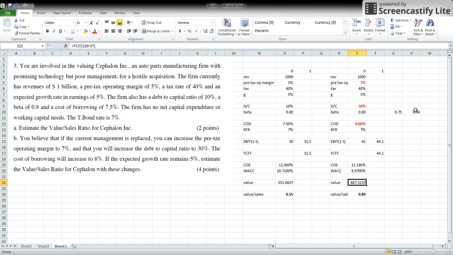So the value of the stock is now accurately calculated at $887 per share, and the value to sales ratio is 0.89. So by making these changes, by increasing the after-tax operating margin and by having the ability to reduce your WACC from 10.71 to 9.97%, you have been able to increase the value of the firm quite significantly, actually, by a whopping 61%. Okay, thank you.